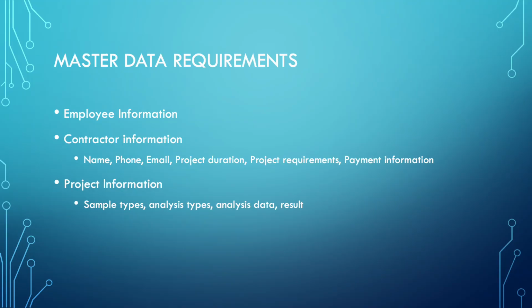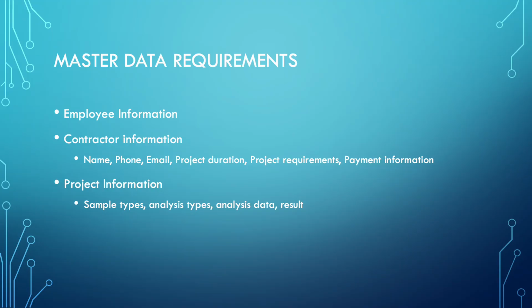The master data requirements are as follows. Employee information is needed. You need their names, the personal information that an employer would need, as well as W2s, and any other information that an employer would need. Another master data would be contractor information, which would be the name, phone number, email, their project duration, the project requirements, as well as the payment information.